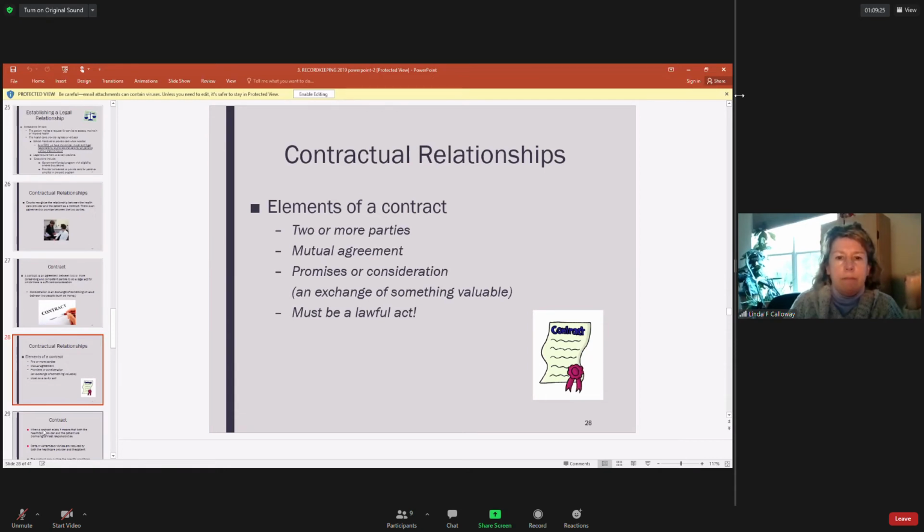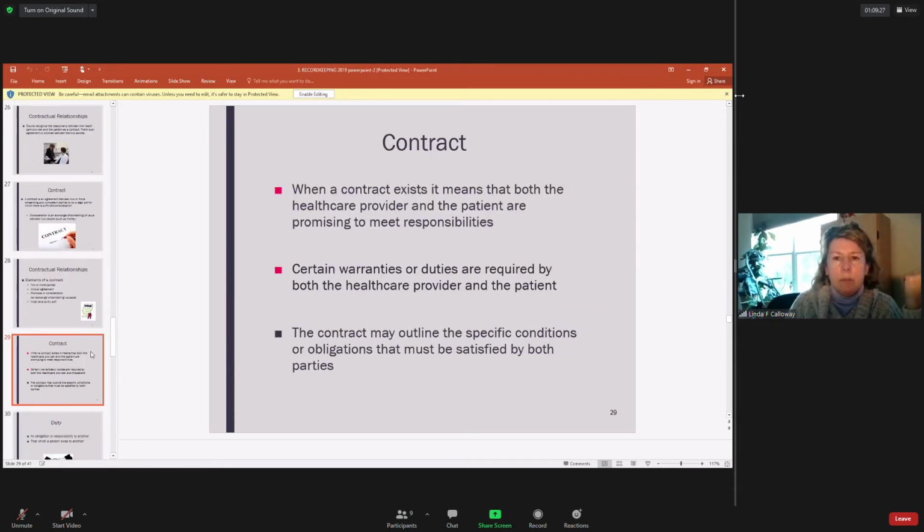It's pretty straightforward. When a contract exists, it means that both the healthcare provider and patient are promising to meet responsibilities. Certain warranties or duties are required by both the healthcare provider and the patient. And as a medical professional, what's the first thing in our profession, right? Our symbol: do no harm, do no harm.